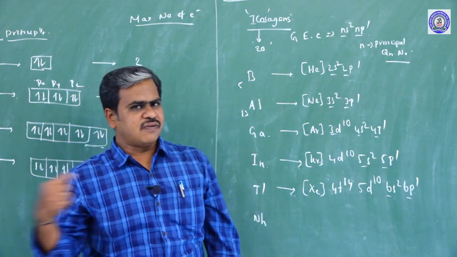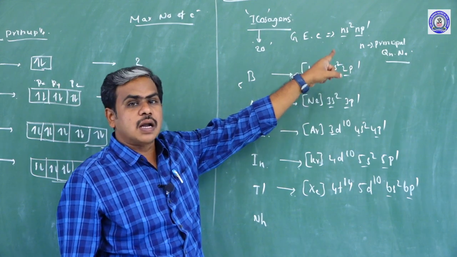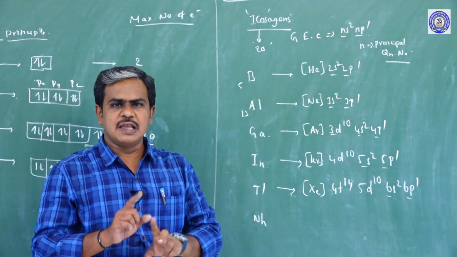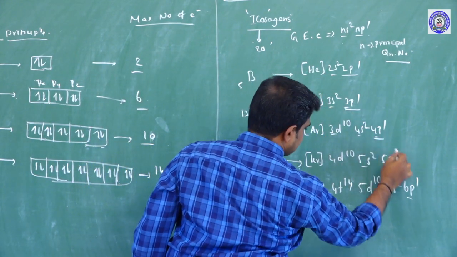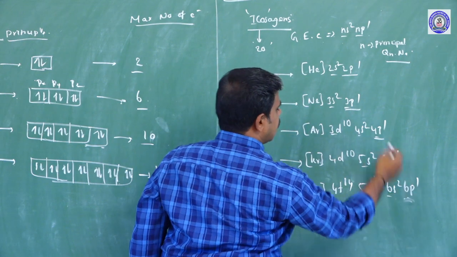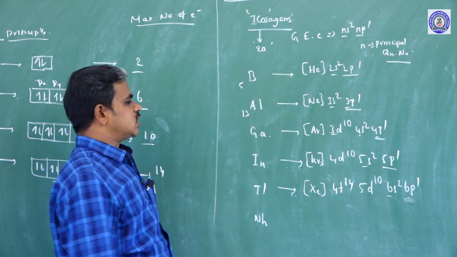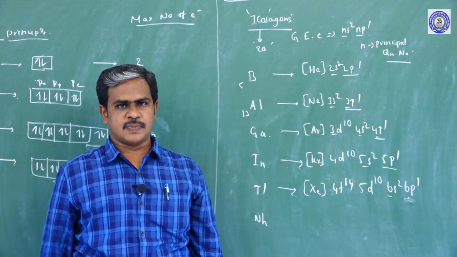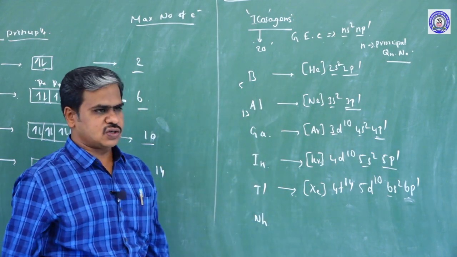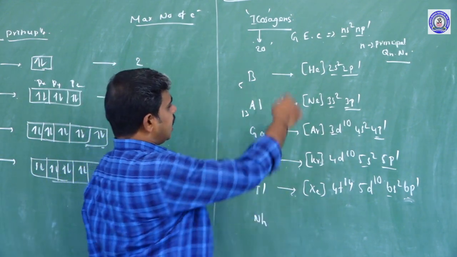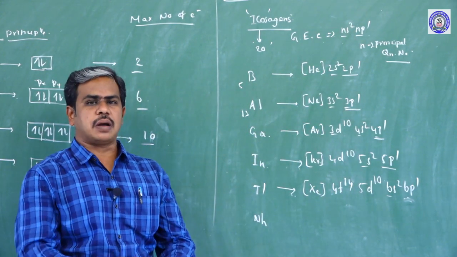Now we may define the p block. The elements in which the last electron enters the p orbital are known as p block elements. So in all these cases the last electron enters the p orbital. Now let us look at the variation of properties in the p block elements.